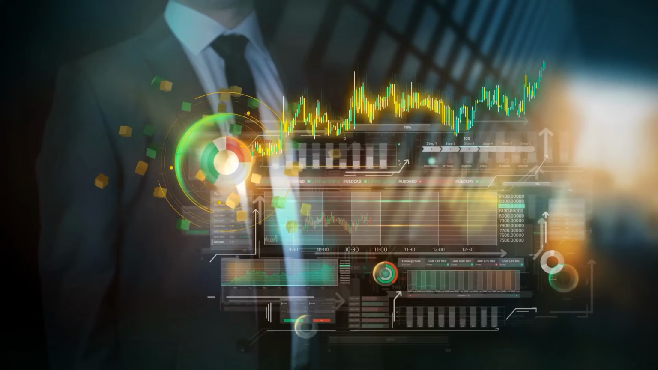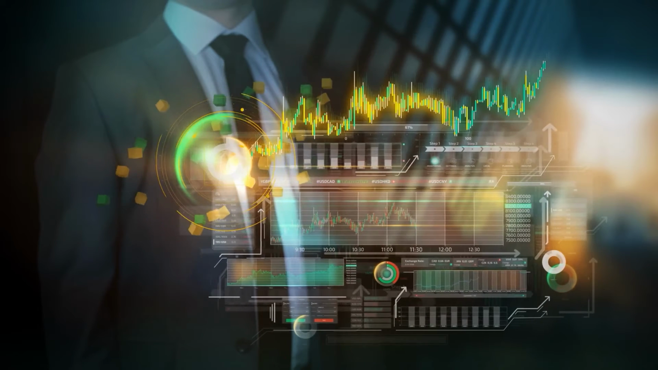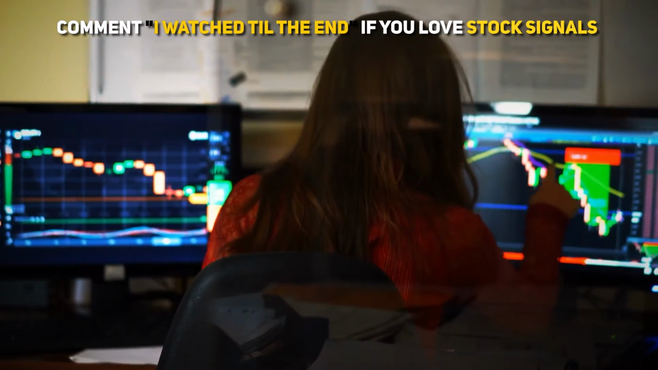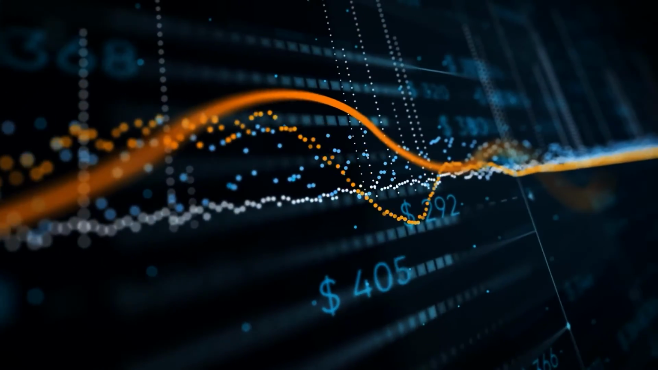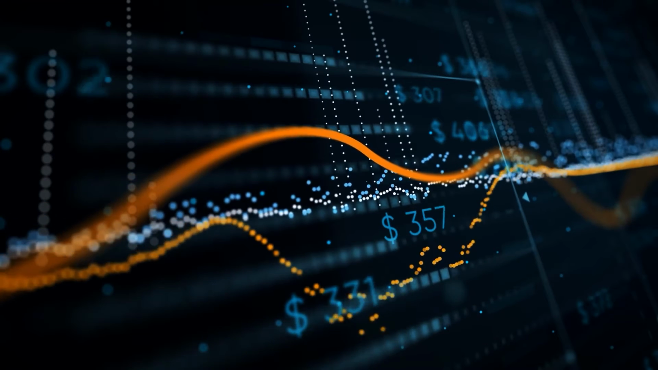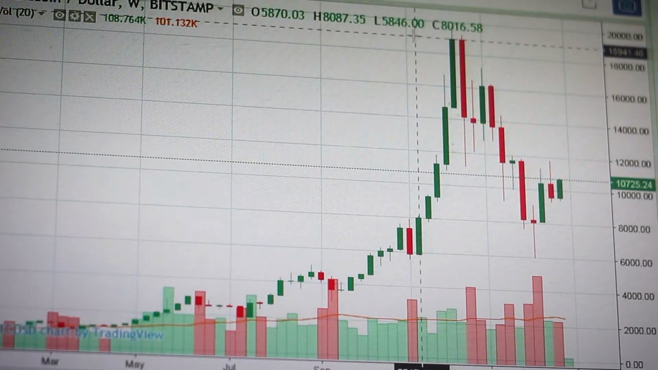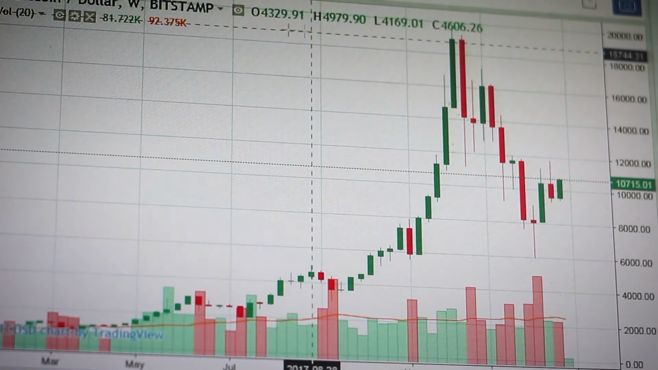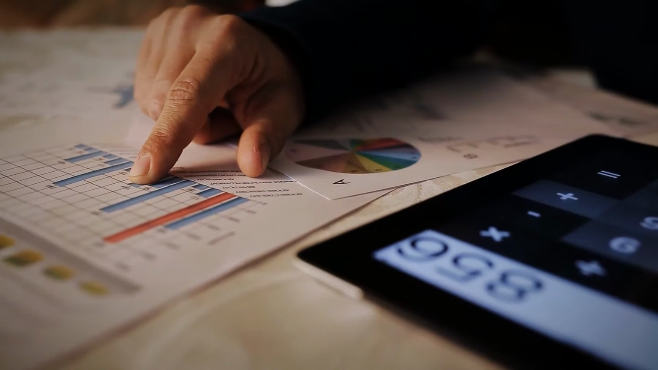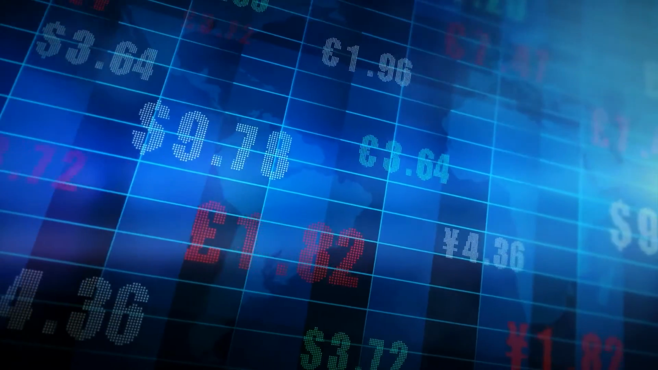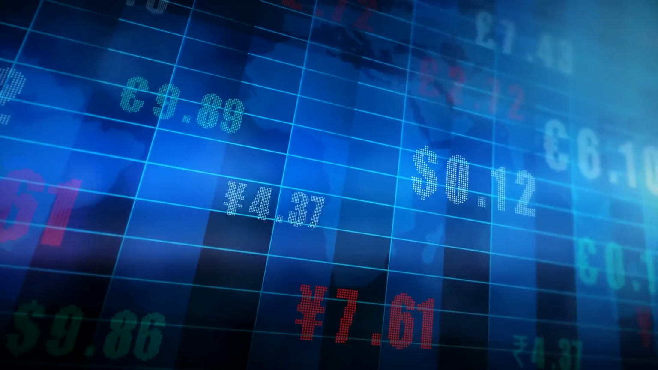The Ichimoku Cloud has 5 lines, including a 9-period average, a 26-period average, an average of these 2 lines, a 52-period average, and a lagging closing price line. 2 of these lines form a cloud. This cloud predicts where future support or resistance of a price may be found. When the price is below the cloud, the trend is going down. In contrast, when the price is above the cloud, it's going up.